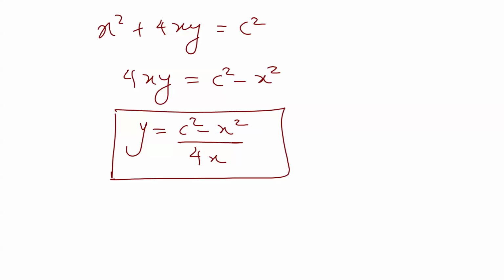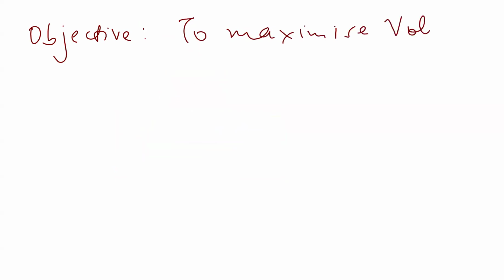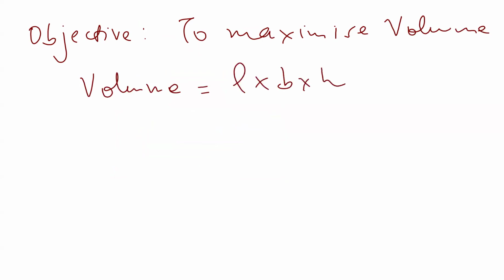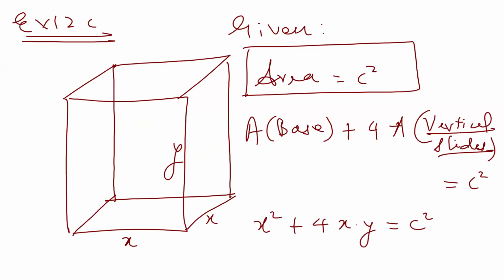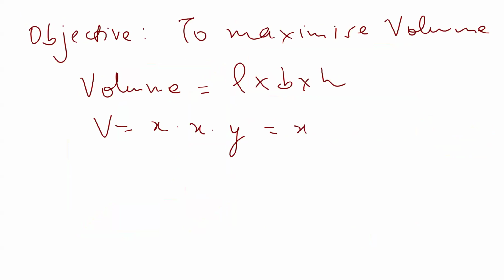Now we'll find out the objective of the problem. It will be either to maximize or minimize. So the objective is to maximize volume, it's given in the problem. So volume is equal to length into breadth into height. Length x, breadth x, height is y. I'll take you to the slide where I have drawn the diagram. This is the length, this is the breadth, and this is the vertical height. That's how we calculate the volume of the box, x into x into y, which is x square y. So V is equal to x square into y.